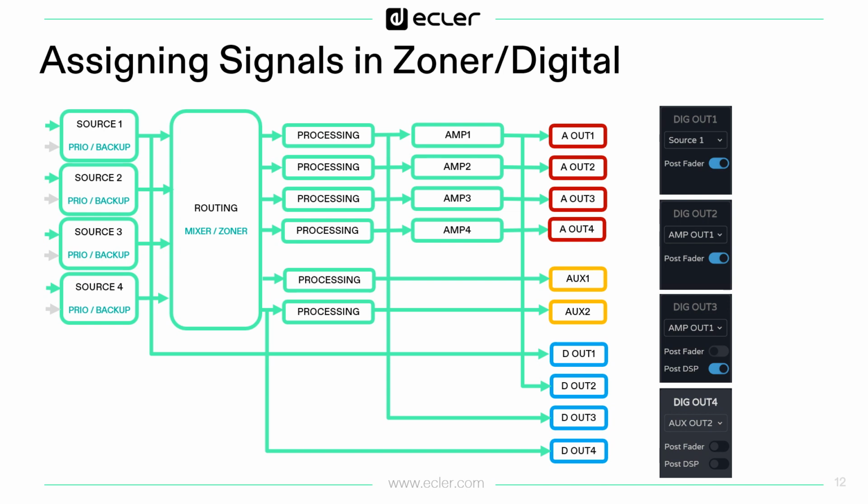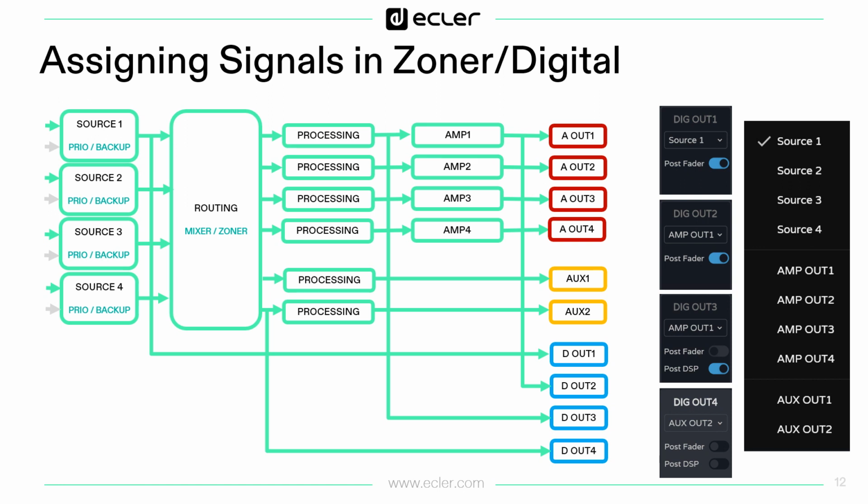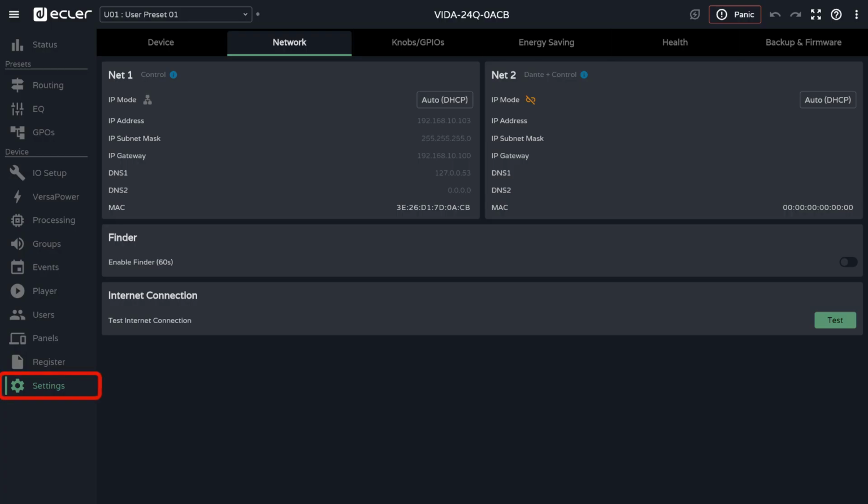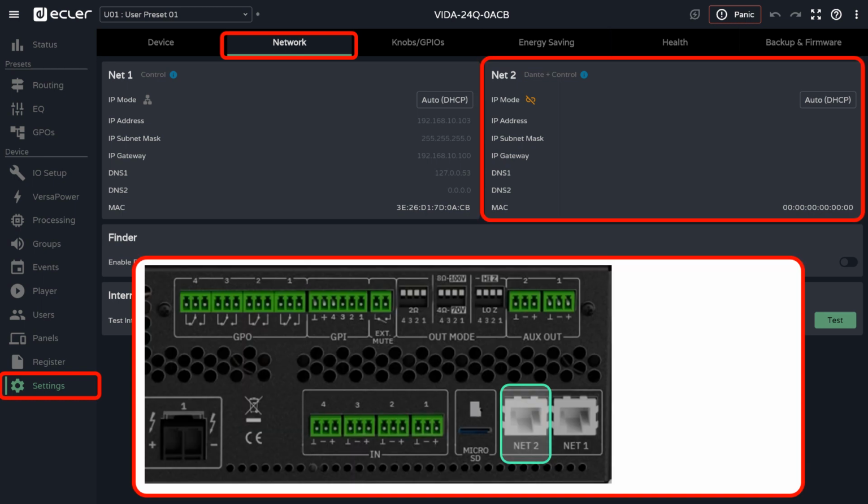As you can see, there is a lot of flexibility to decide what you want to send to the network and opens possibilities of making your system bigger, being a VIDA device the main control. It's important to remember in this chapter that you will find the network settings of the Dante port in the Settings menu under the Network tab. Beware that the Dante signals are available only in Net2 port.